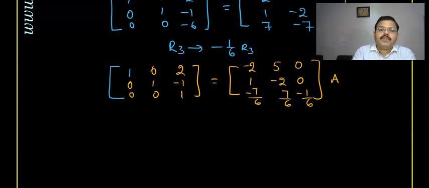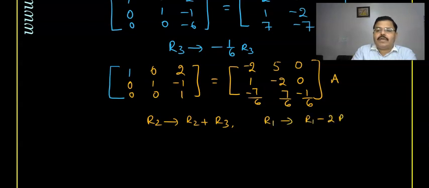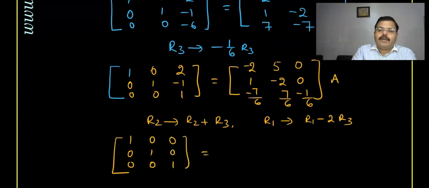So we can write R2 tends to R2 plus R3, and R1 tends to R1 minus 2 times of R3. So that will be 1, 0, 0, 0, 1, 0, and that will be 0, 0, 1. Now R1 minus twice of R3. So this is minus 2 minus 2 times of this, so minus minus plus, it will be roughly, I can write minus 2 and 2 times of R3.